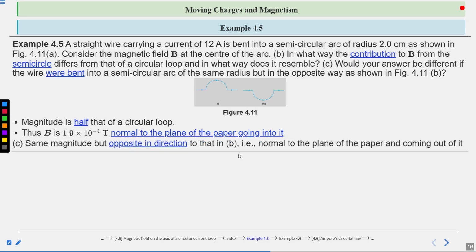And C part: if we are placing this semicircular loop in the opposite way, the magnitude of magnetic field will remain the same, but the direction will change. You can apply the right hand thumb rule and you can see that the thumb is pointing towards you. So now the direction is normal to the plane of paper and coming out of it, but the magnitude remains the same as B.